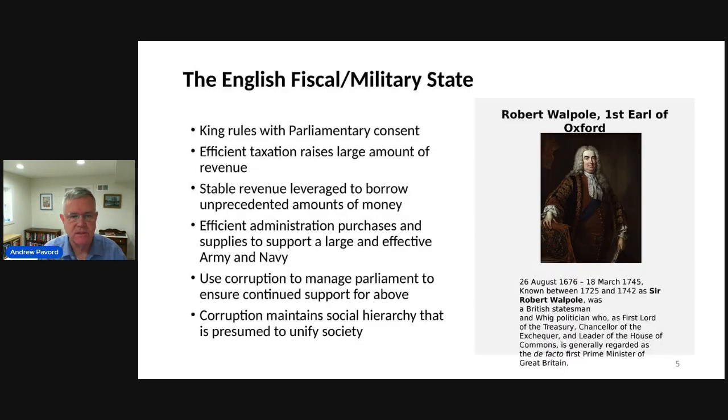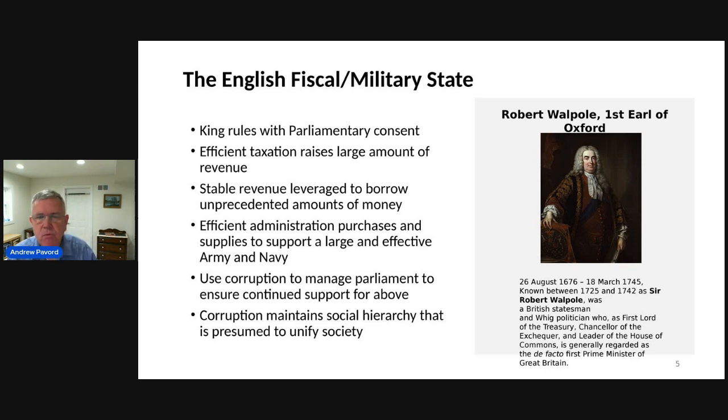So let's go back to the last videos where we ended. We ended with the idea of the English fiscal military state, which rose in the 18th century. In this governing system, the king rules with the consent of parliament. Through a long struggle, which we went through in that video, parliament gained the power to control the executive through the appropriations process, through the king having to go to the parliament to raise taxes, and then how parliament put conditions on how those taxes were spent that became the appropriations power.